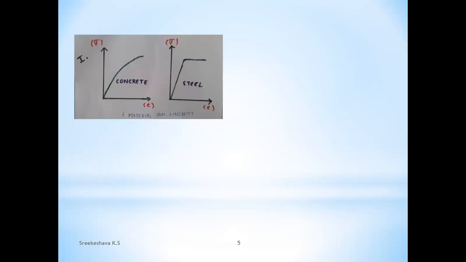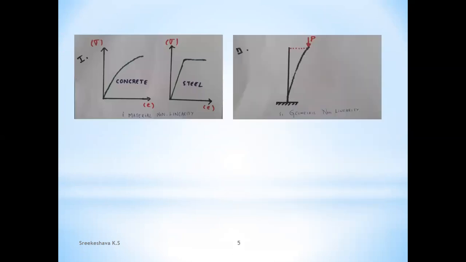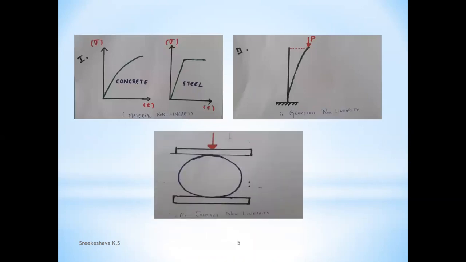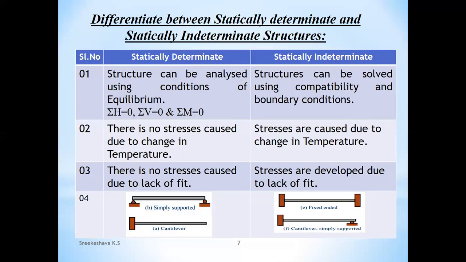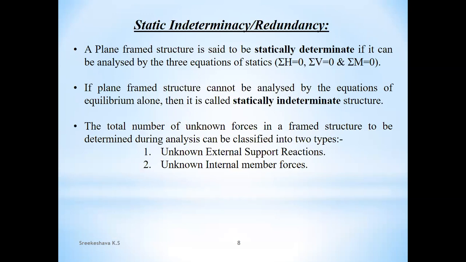Here, this is steel and concrete. It's a non-linearity, how it behaves. Geometric non-linearity means what? If there is a change in shape, geometric non-linearity comes into the picture. But this is already known. So this thing also we discussed, what is statically determinate and what is statically indeterminate. Yes, this is very, very important. Static indeterminacy is our concern topic. So you may get one or two questions in this particular content.